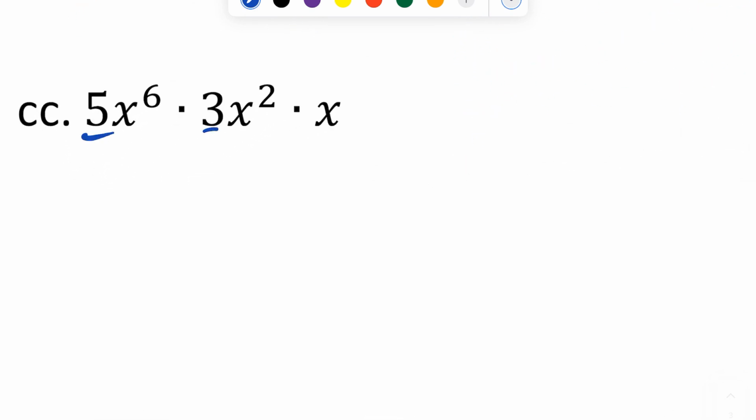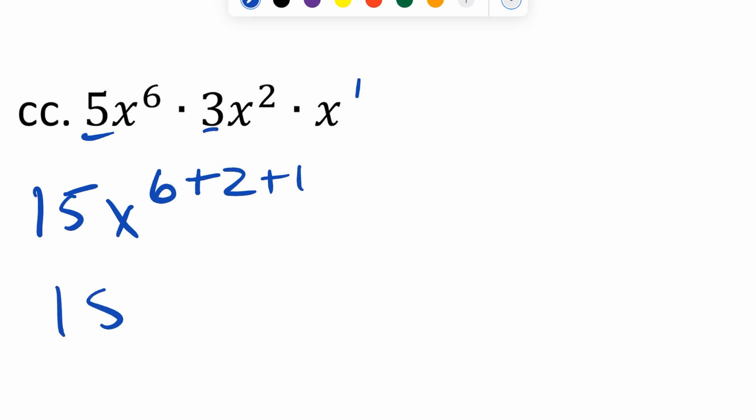Okay. I multiply my coefficients and I get 15. I add my exponents. Remember there's a 1 there. 15x to the 9th.